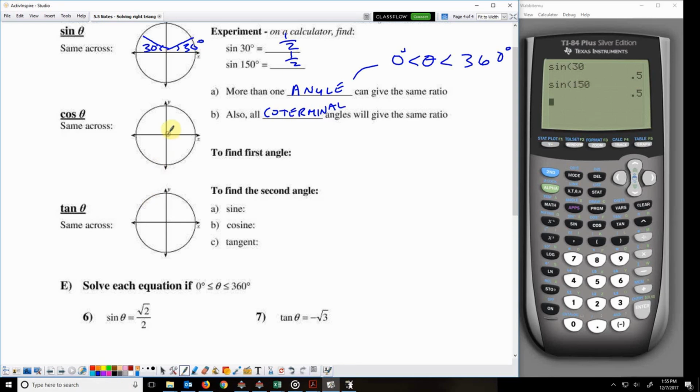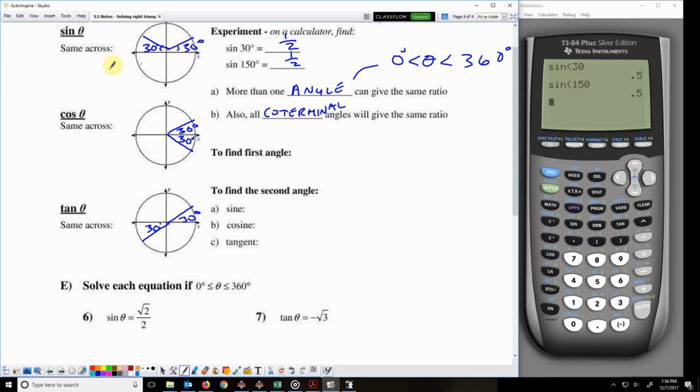For cosine, 30 degrees, you can also get the same ratio out of cosine 330 degrees, which happens to have a reference angle of 30 degrees also. For tangent, 30 degrees and 210 degrees, which also has a 30-degree reference angle. Those two would give you the same tangent ratio.